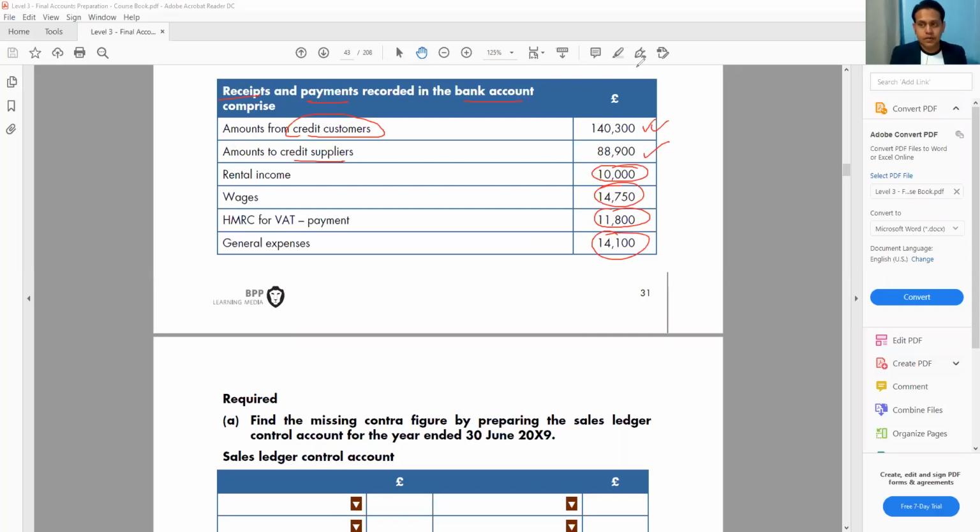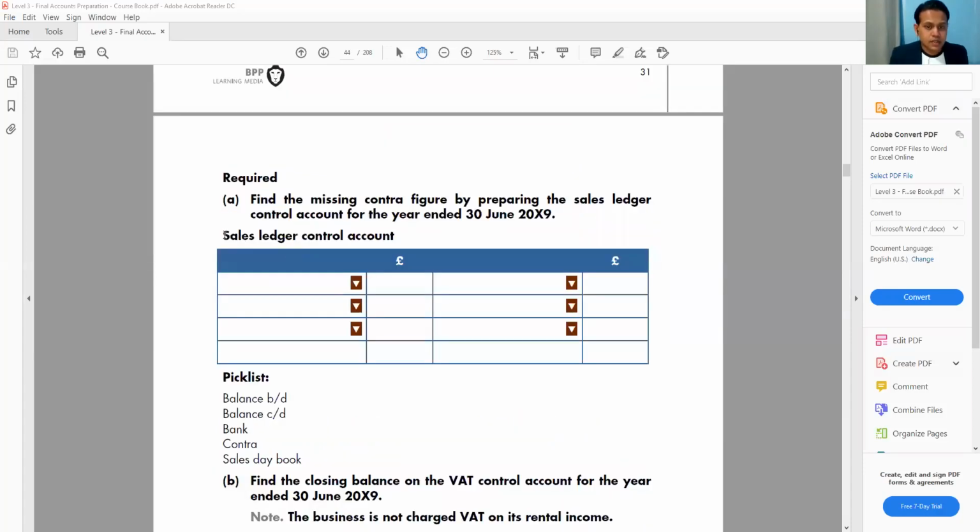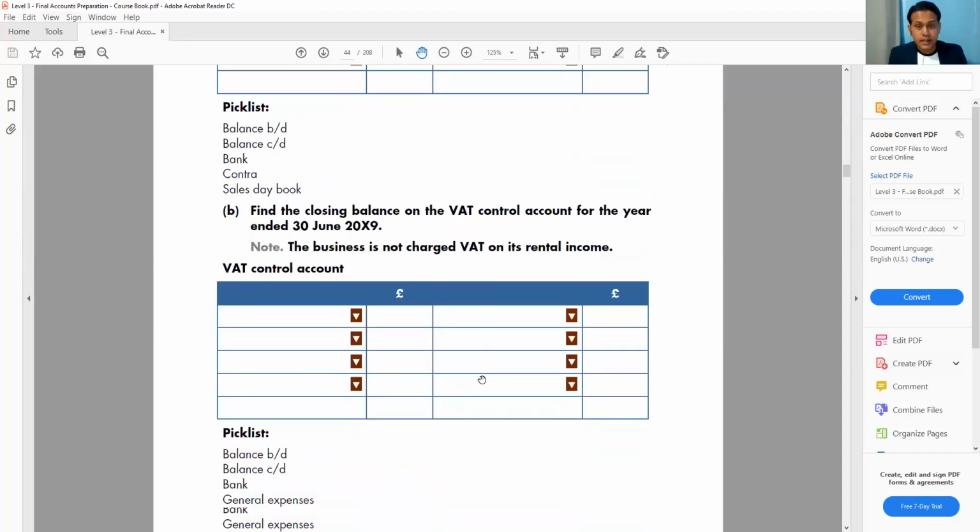So there is no problem with that. Let's have a look at the requirement. On the requirement, we can see they said sales ledger control, find the missing contra. Whatever the question says, we have to follow that. If the question says find the contra, we find the contra. If it says find the sales, I will find the sales. If it says find the purchase, we'll find the purchase. We need to read the question, and it will tell us what we're exactly looking for. Then we have a VAT control account.